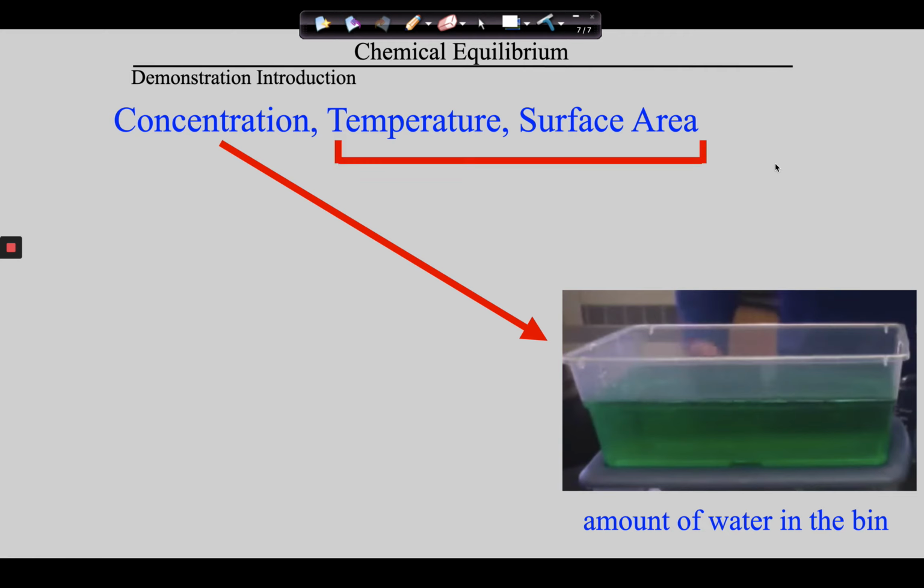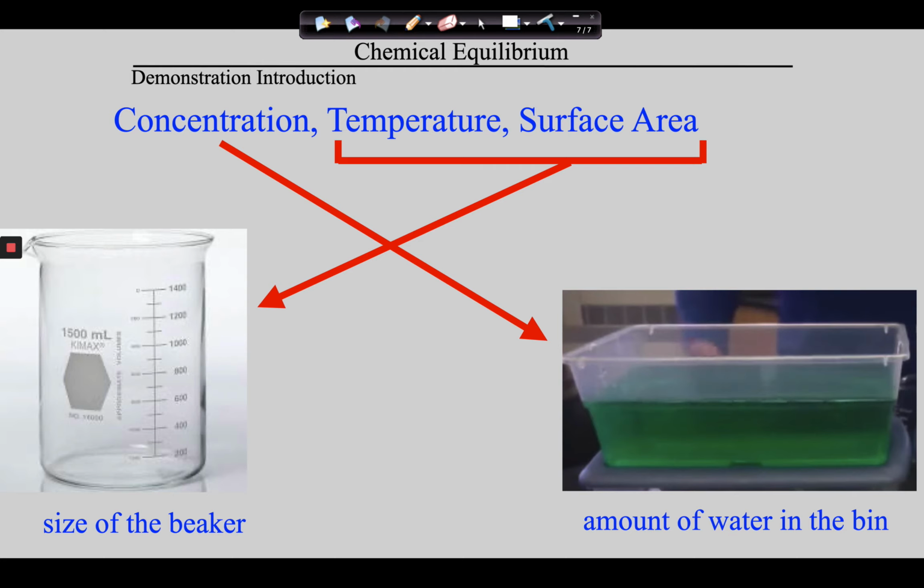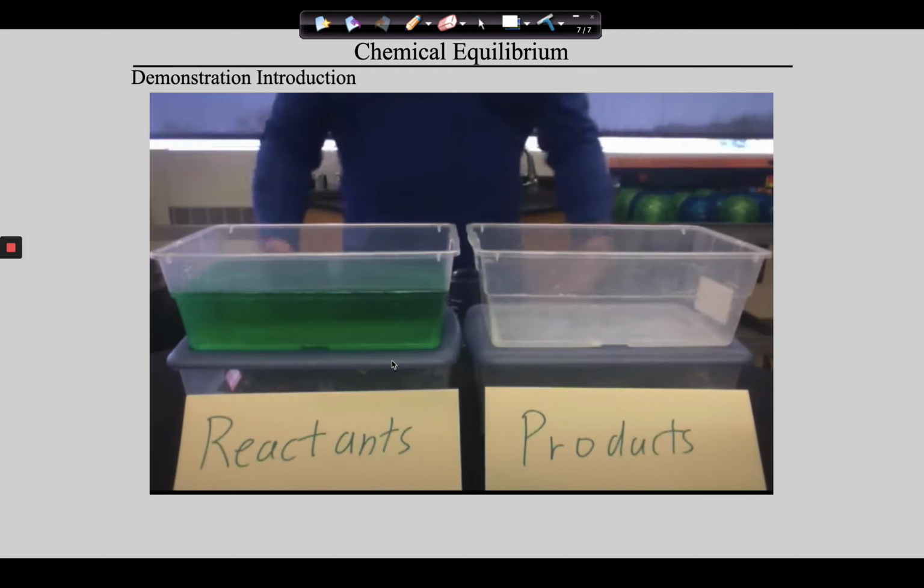The other thing that you're going to see is a beaker. Now, this beaker is going to represent temperature and surface area. And it's not critical that you completely understand what that means. Just understand that the size of the beaker represents a reaction sensitivity to temperature and surface area. So again, concentration is the amount of water in the bin, and then temperature and surface area is represented by the size of the beaker. Now, with that said, here's what you're going to see in the demonstration.